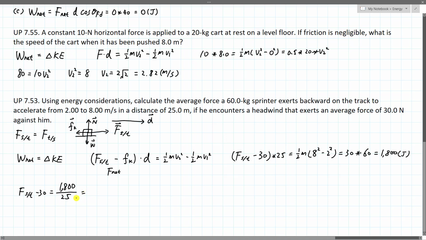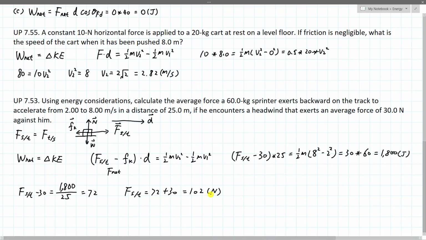Dividing by 25 is like dividing by 100 and multiplying by 4, right? So divide by 100, you move your decimal place 2 times, times 4. So 18 times 4 is 72. So we have 72, and that is in newtons, by the way. But let's hold on. The force on the sprinter by the track is equal to 72 plus 30, so 102. Now we can put the unit into the final answer: 102 newtons. All right.